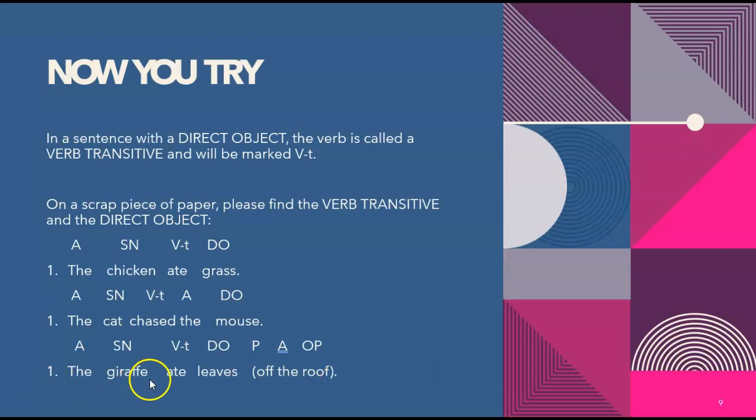So who or what is eating? It's the giraffe, subject noun. What did the giraffe do? The giraffe ate. So we have verb transitive. Ate what? Leaves. We have a direct object.